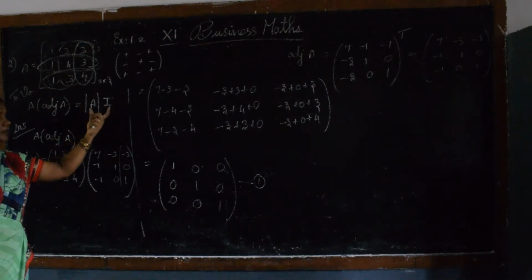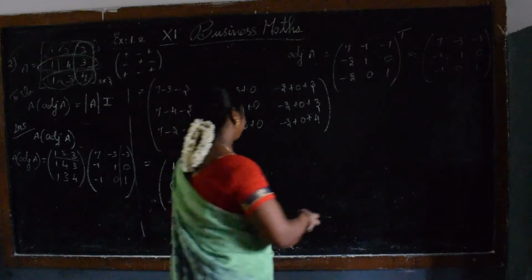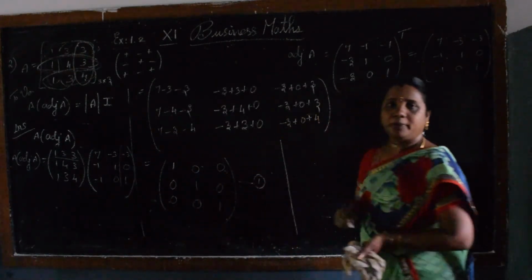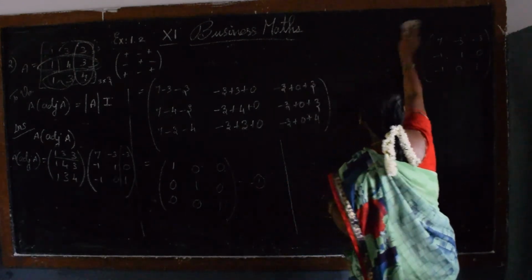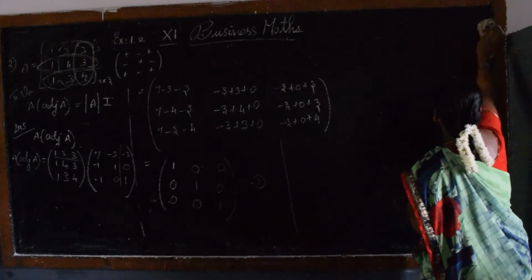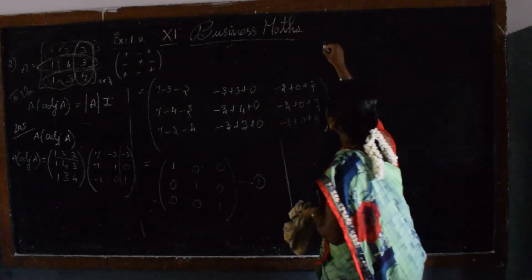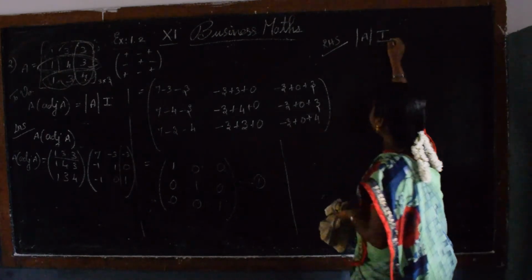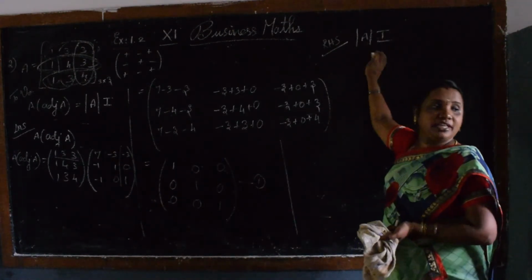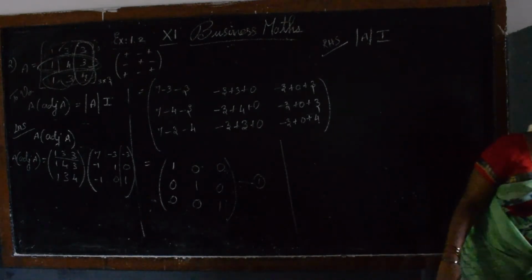Even if you solve the RHS, you have to get the same thing. Okay children, see here. Copy down this. What is the RHS? Determinant of A into I. That means find the determinant A value. Alright, find the determinant A value.